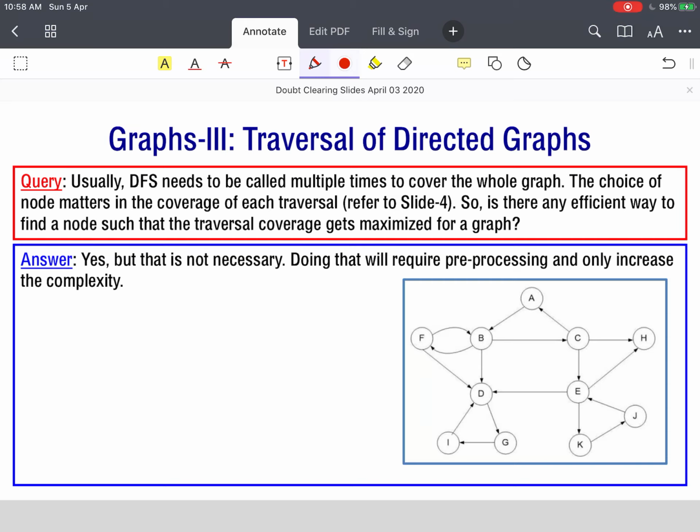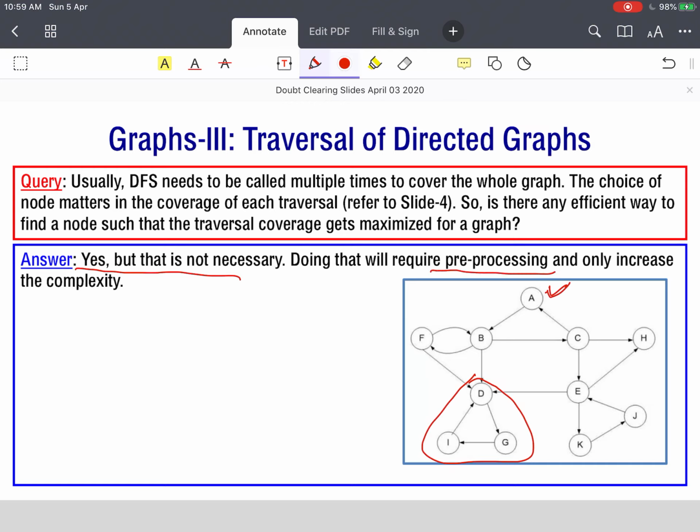Next, we said that DFS is called multiple times, and the choice of the node matters. So is there any efficient way to find the coverage? No, there is not. Because for example, here in this case, if we did D, then we would have got this. But if we started with A, we would have covered everybody else. But that does not matter, because we will just do it iteratively with an outer loop and find out whether every node is visited or not, as we have seen.